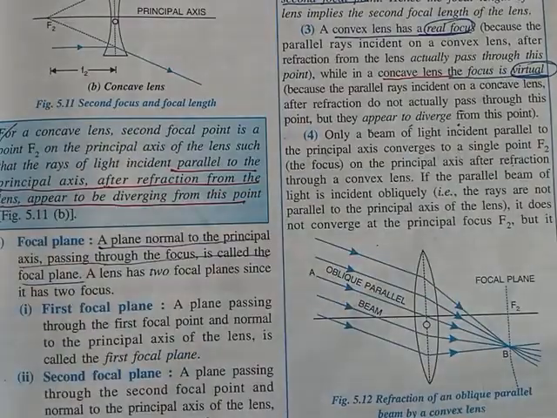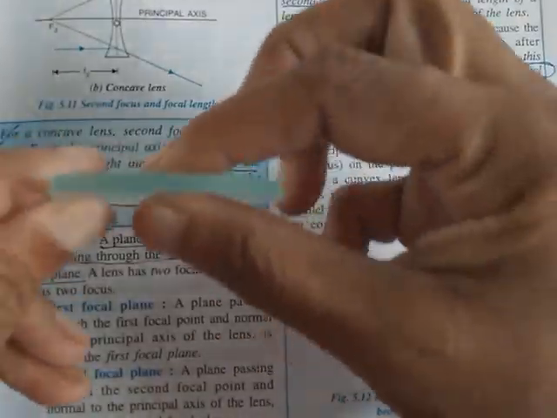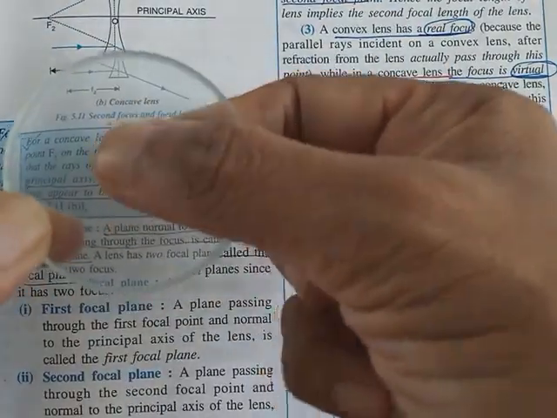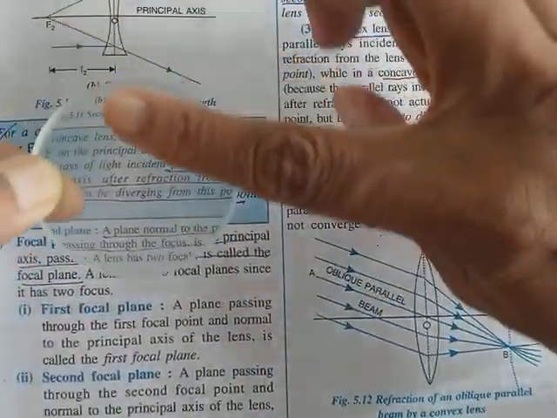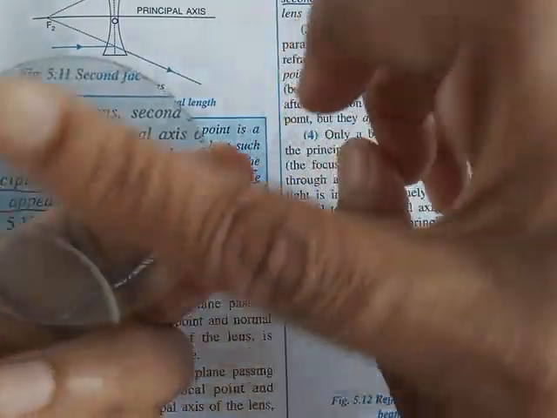Now this is a concave lens. If I touch and see, the center part is thinner, the outside part is thicker. This part is thinner, so it's curved like this, whereas this was curved like this.